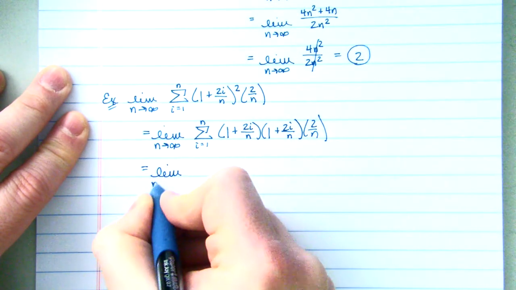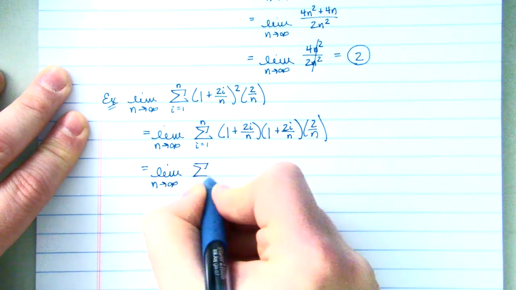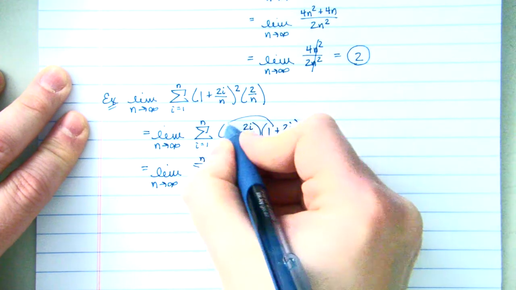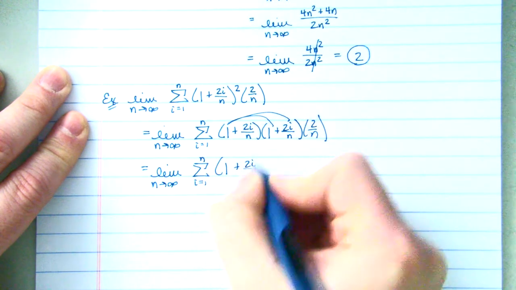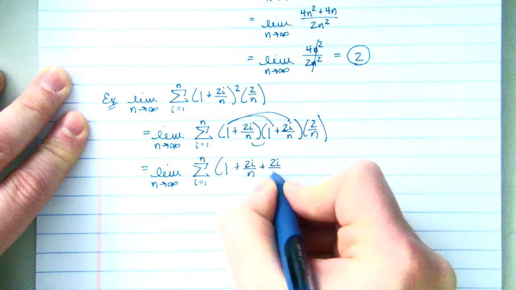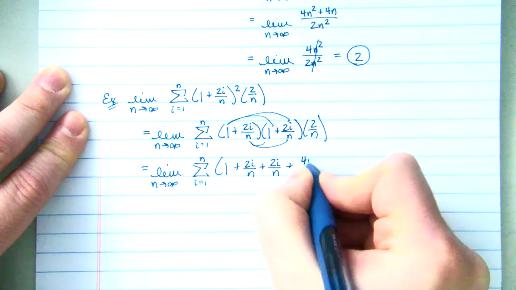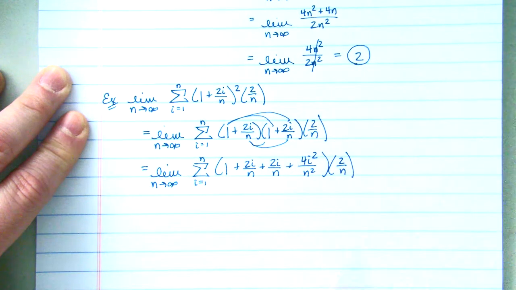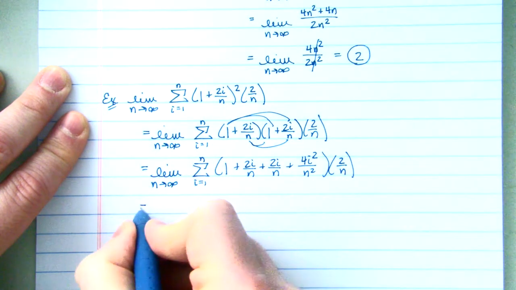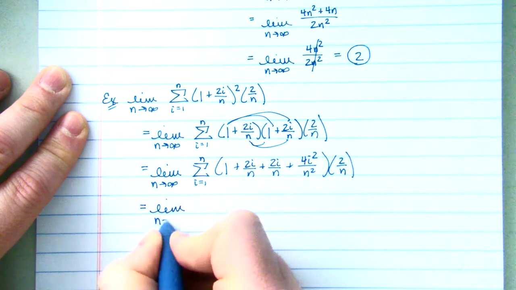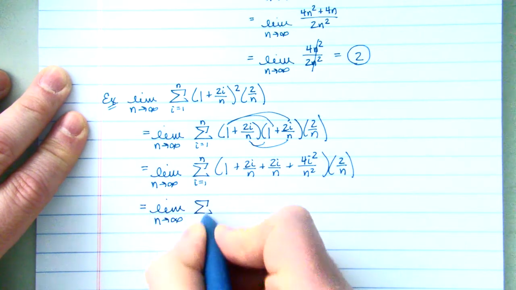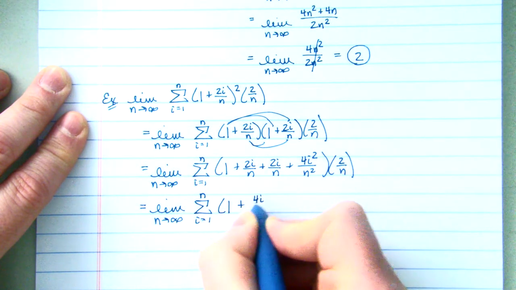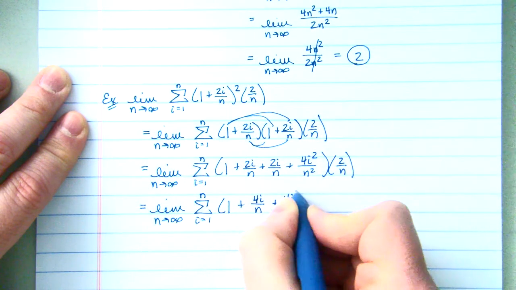So the limit as n approaches infinity of the sum as i goes from 1 to n of 1 times 1, 1 times 2i over n, 2i over n times 1, 4i squared over n squared, and then 2 over n. I'm going to combine like terms. This will give me 1 plus 4i over n plus 4i squared over n squared.